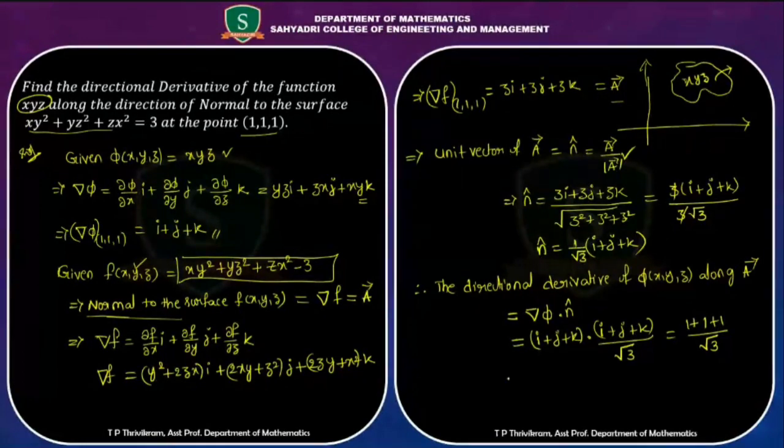Okay. So this one is equal to 3 by root 3. So this is nothing but root 3. 3 can be written as root 3 into root 3 by root 3. Root 3 get cancelled. So the directional derivative of the given surface along this direction, A vector direction, is nothing but root 3 you will get.